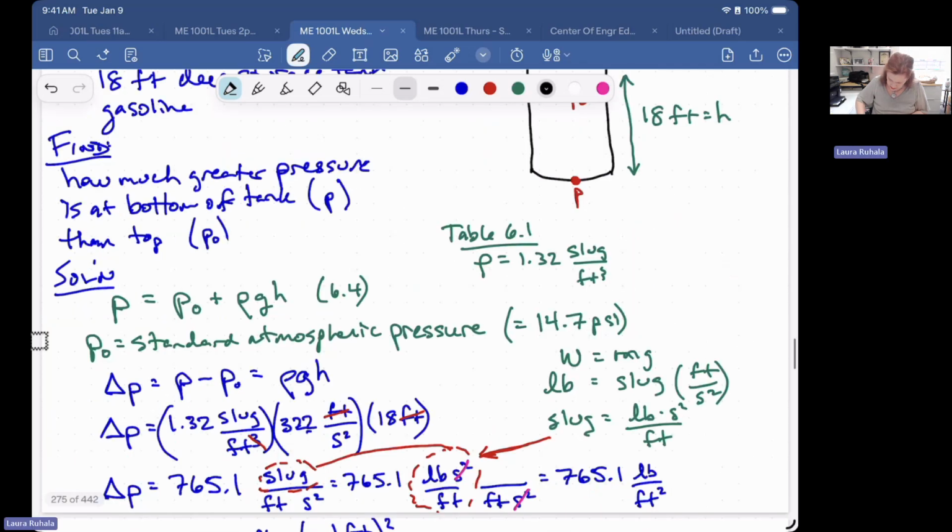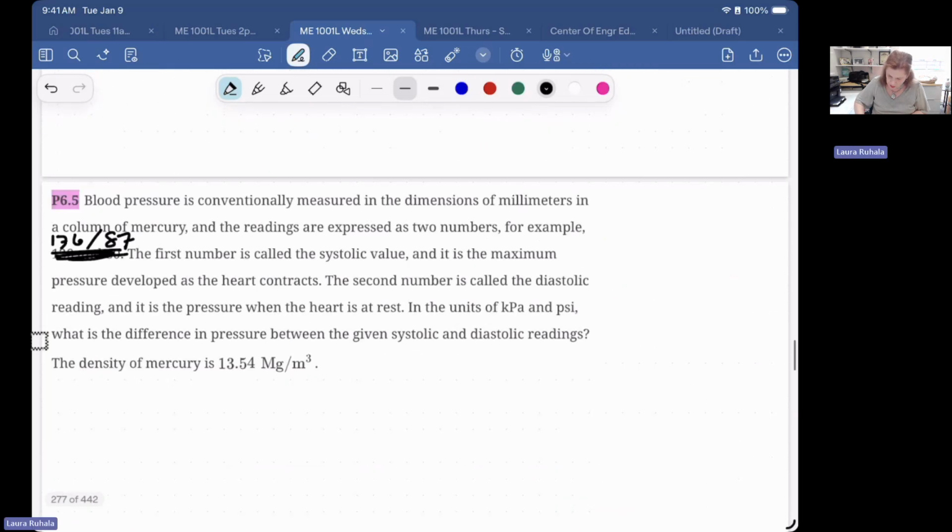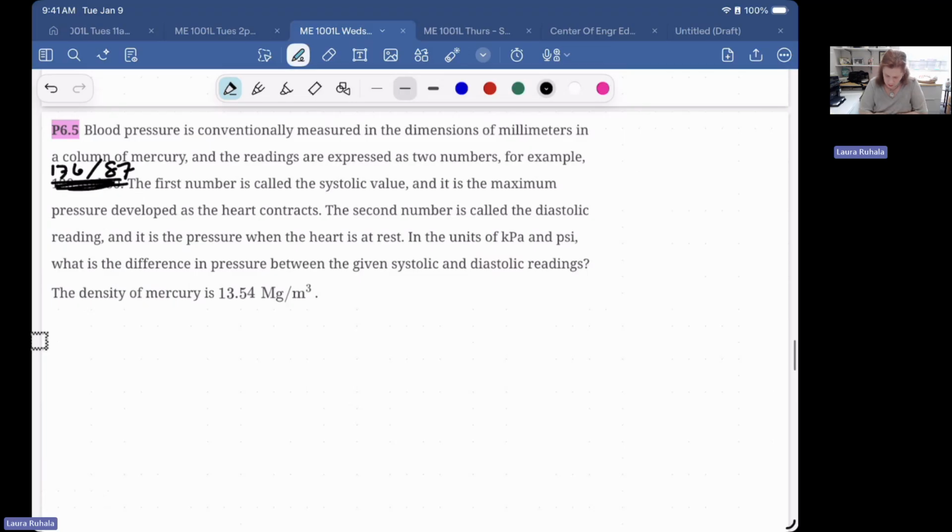Now the next one is a homework problem. Blood pressure is conventionally measured in dimensions of millimeters in a column of mercury, and the readings are expressed as two numbers. For example, a recent reading that I had personally was 136/87, a little bit high, not terribly high, just a little bit hypertense.